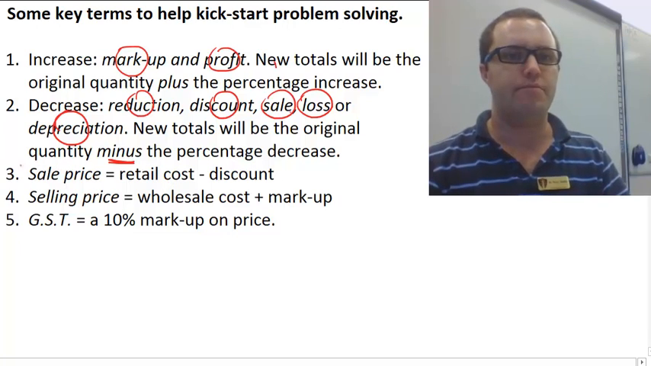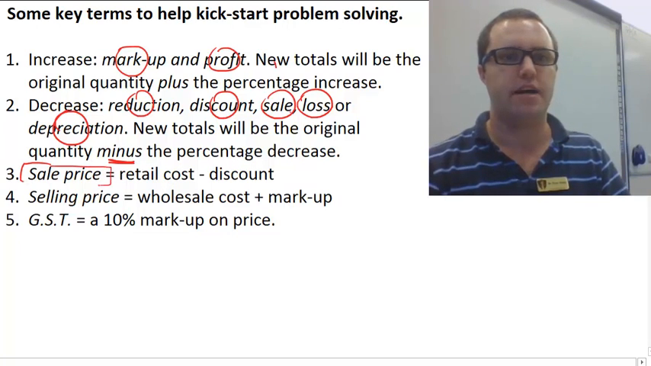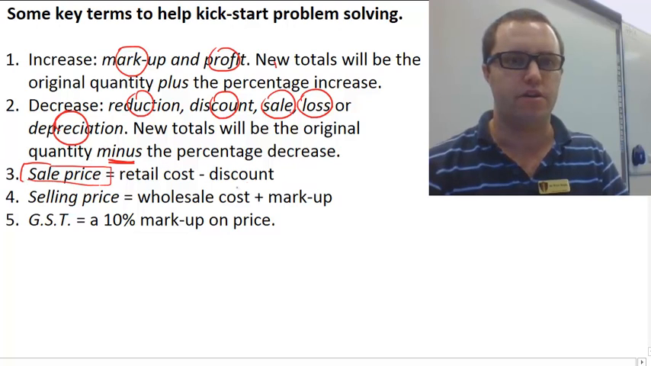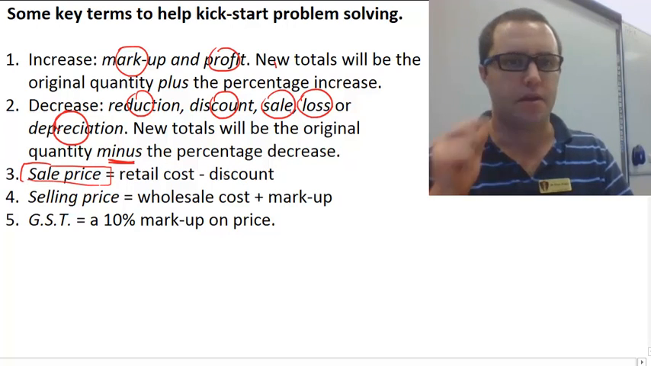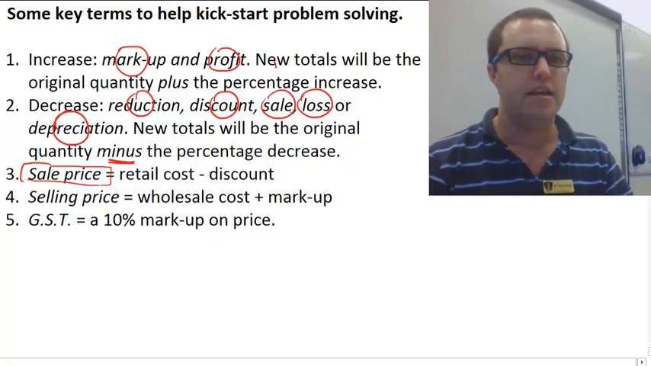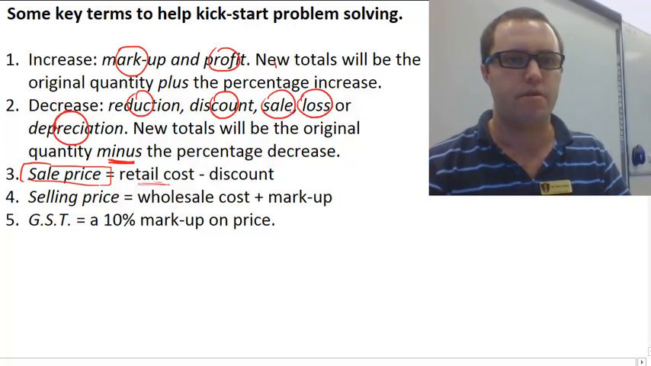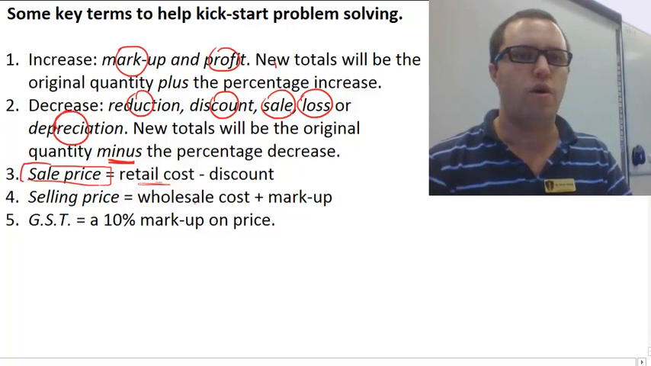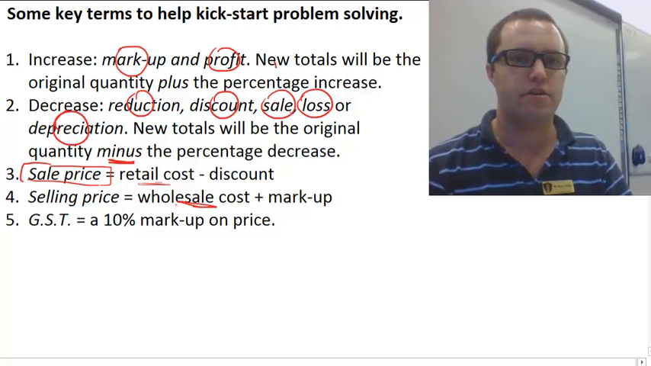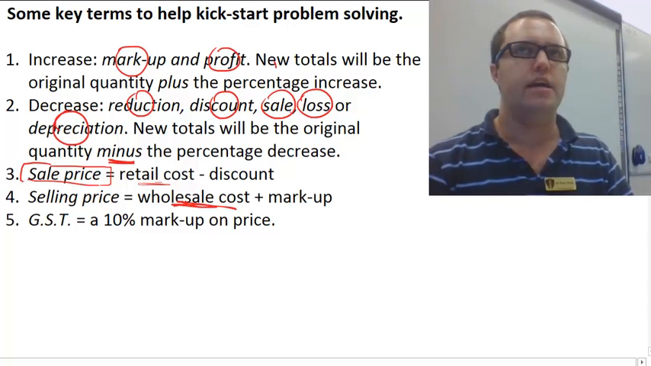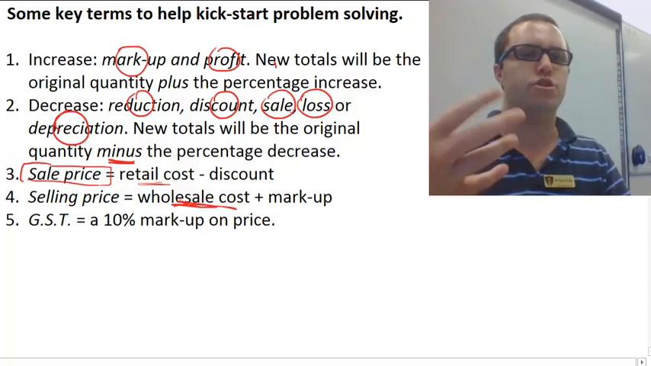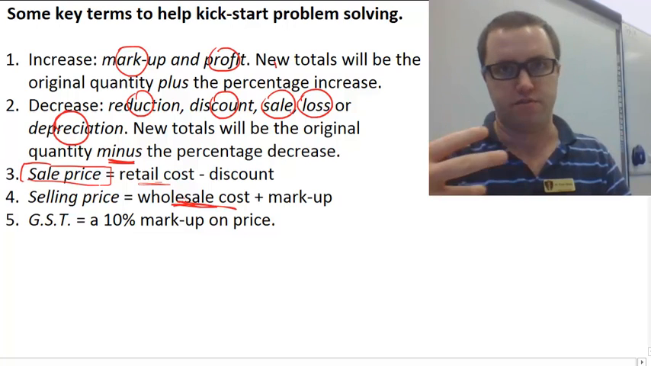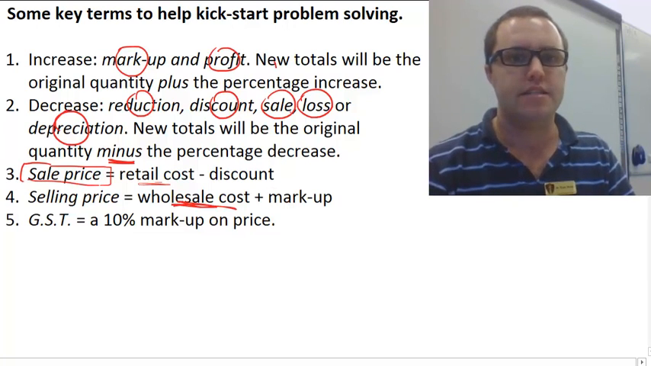So a sale price for an item is another technical term. Sale price is equal to the retail cost minus the discount. Okay, so if something is on sale, it is the retail cost, the regular price, minus the discounted amount. The selling price of something though is the wholesale cost, and this wholesale cost means what a company or a shop will buy something for from their stockists, plus the markup that they put on it before they chuck it on the shelves.